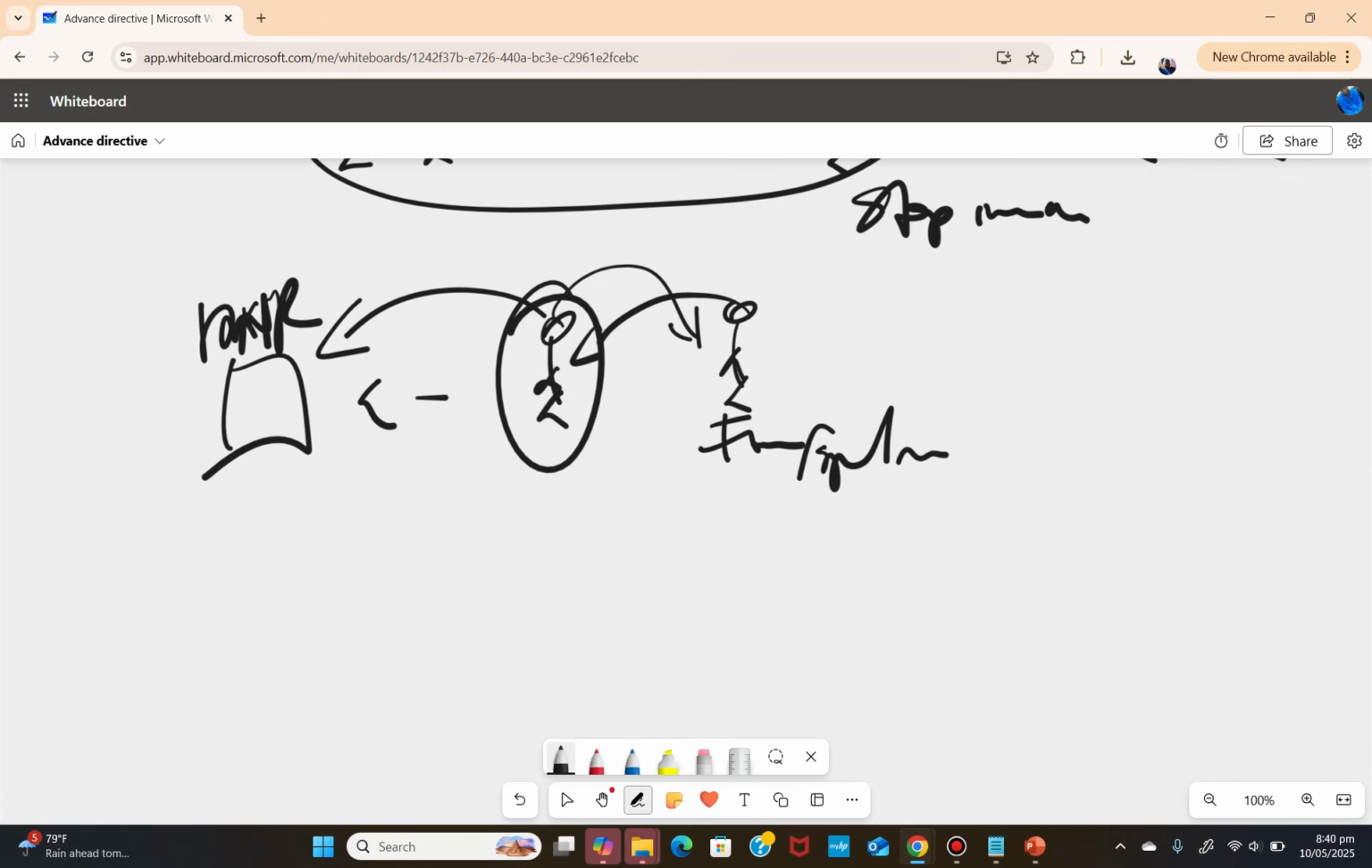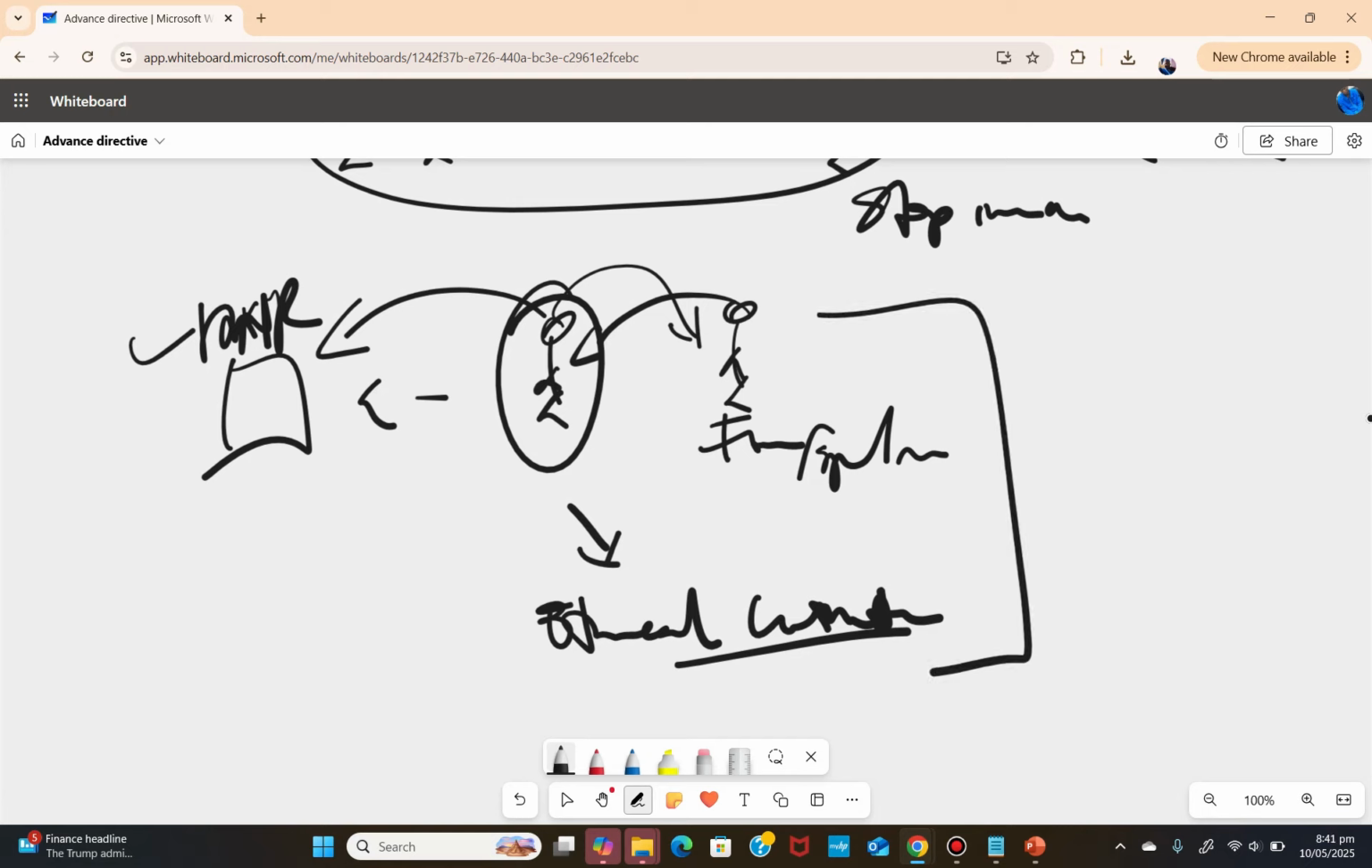But if the NCLEX is saying you inform the family member that you must respect the living will or do not resuscitate order, and then the family members still insist, then your next step of action is to inform what? The ethical committee. Now understand the question very well, right? So that you don't make mistakes, because a lot of students make mistakes here.